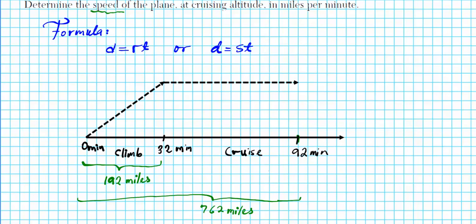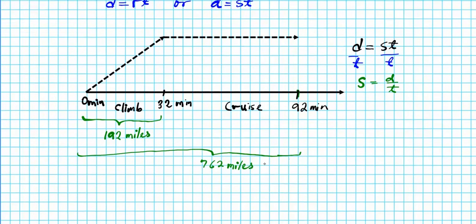In order to determine the speed, we know that distance is equal to speed times time. Do you know what speed is? Just solve this equation for s, dividing both sides by t. So speed is equal to distance over time. Now, from 32 to 92, we need the distance and we need the time in order to calculate the speed. So let's write it down.